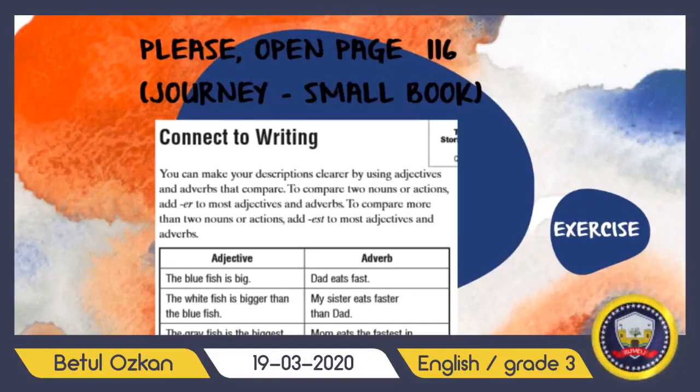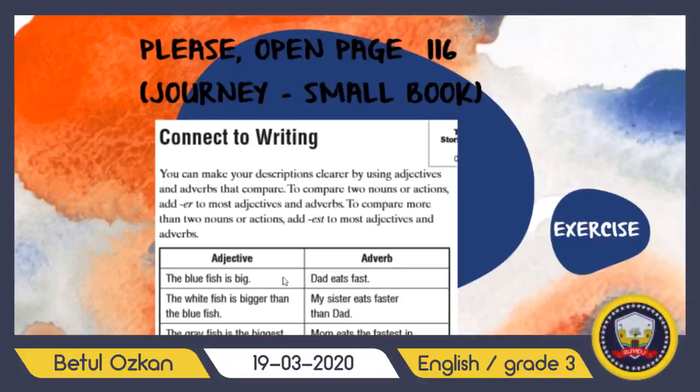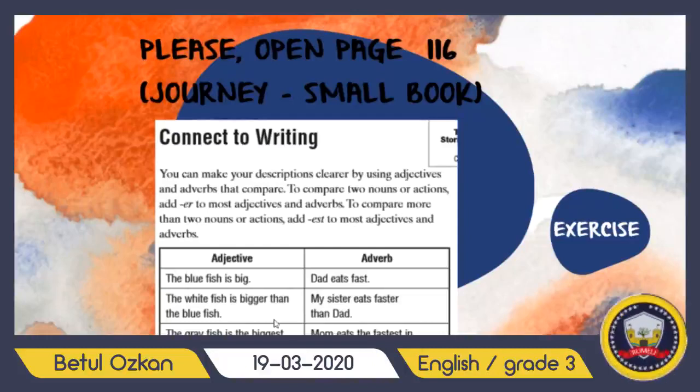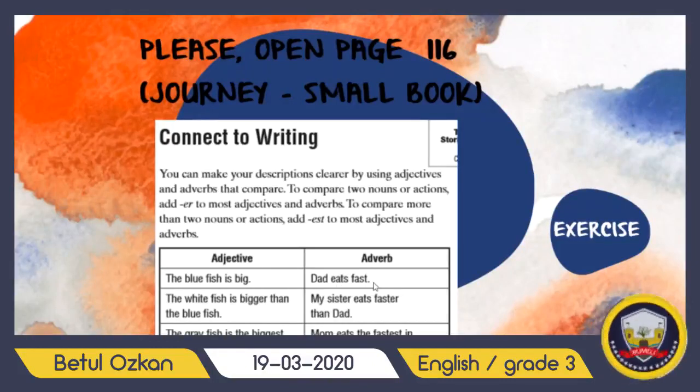The other one is the gray fish is the biggest fish in the tank. I compare the gray fish with the other fish. In this situation, I compare more than 2 fishes. So I need to put est at the end of my adjective. Let's talk about adverbs. How can I write it while comparing 2 things or more than 2 things? It says that he eats fast.